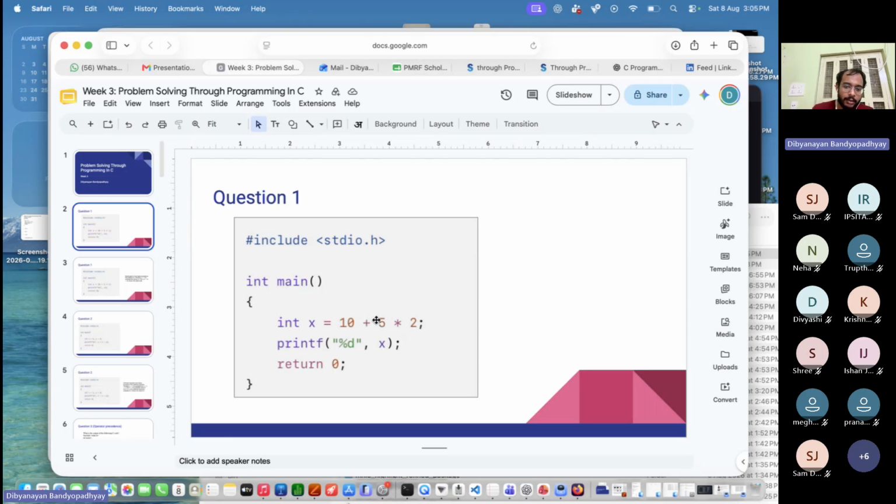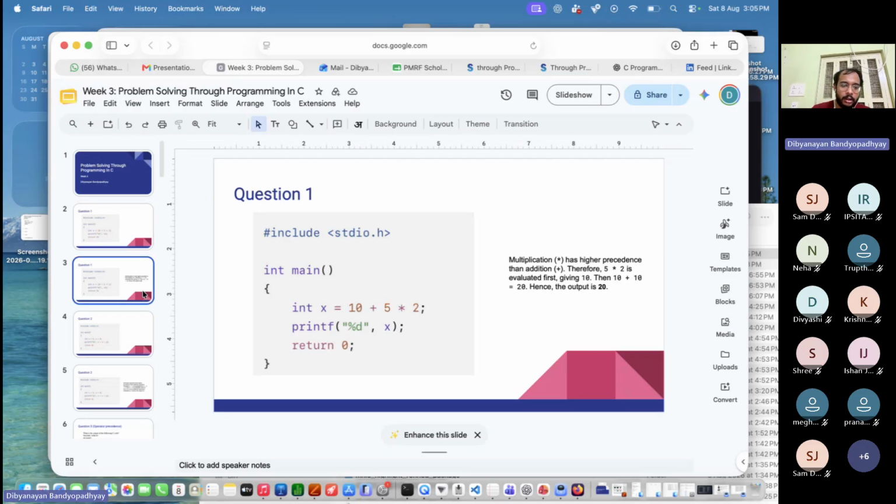Then that evaluated 10 will be added to that 10. Then it will be assigned to the variable x, which is now 20, because 10 plus 10 is equal to 20. Then you are printing that x to the terminal. So the value will be 20. The important concept here is to see in which way the operators will get evaluated from left to right and in which order. Multiplication has higher precedence than addition, so the multiplication will be evaluated first.